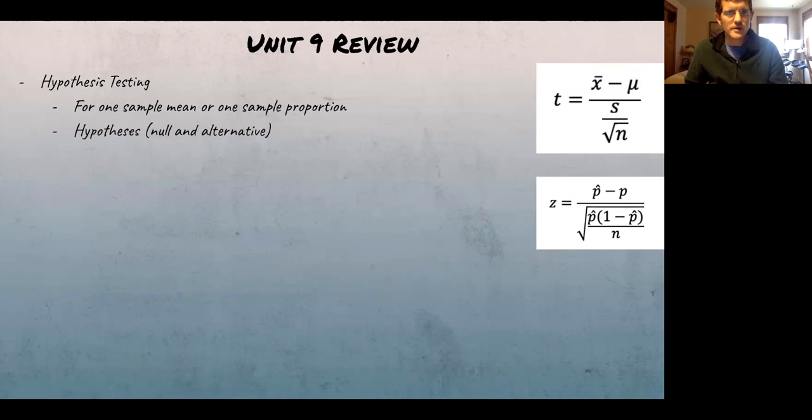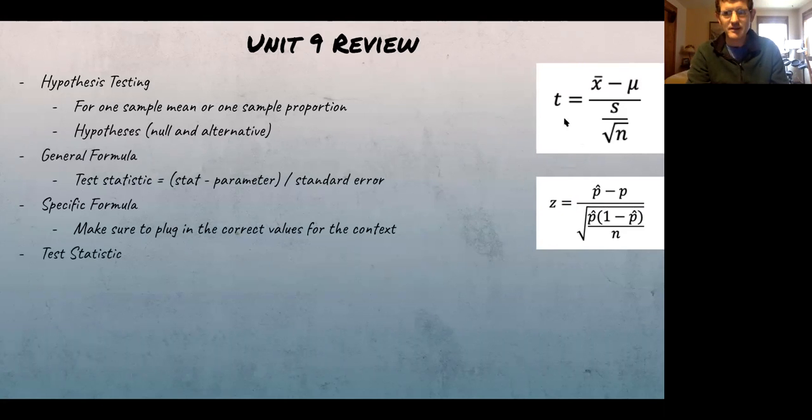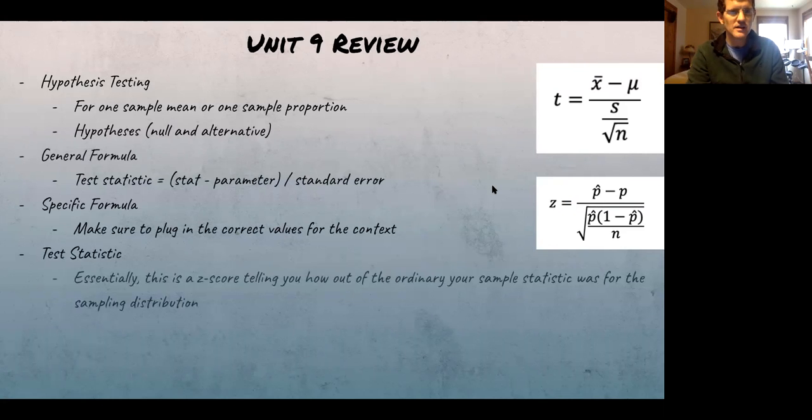Hypotheses, this is where we introduced it, null and alternative. The general formula we have given right here, and the specific formulas are on the right. The test statistic is basically a z-score telling you how out of the ordinary your sample statistic was for the sampling distribution.